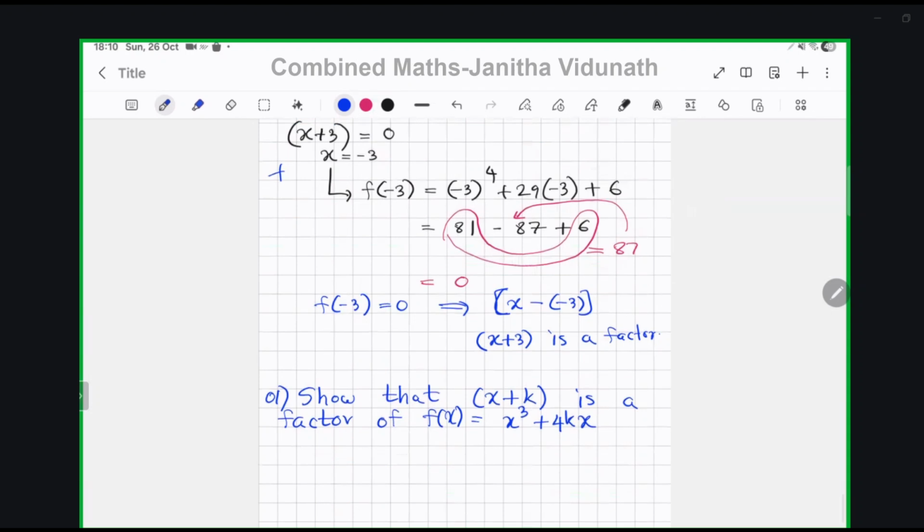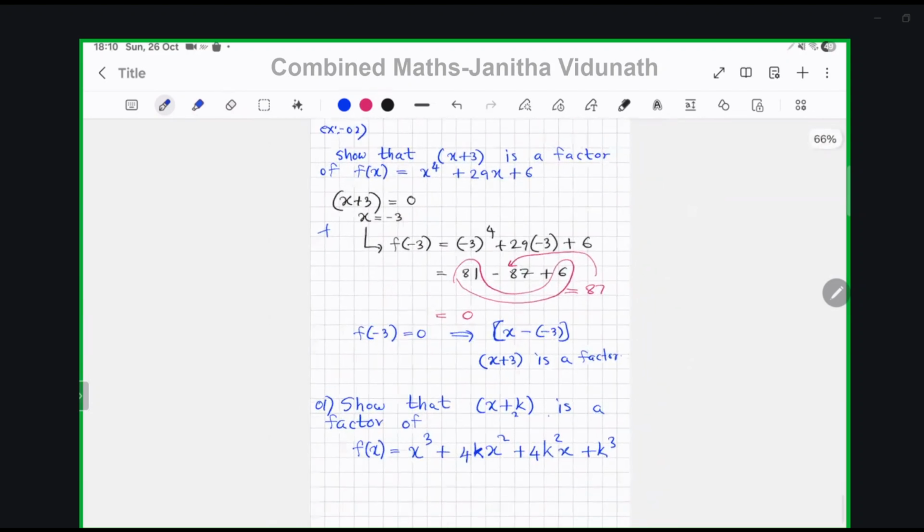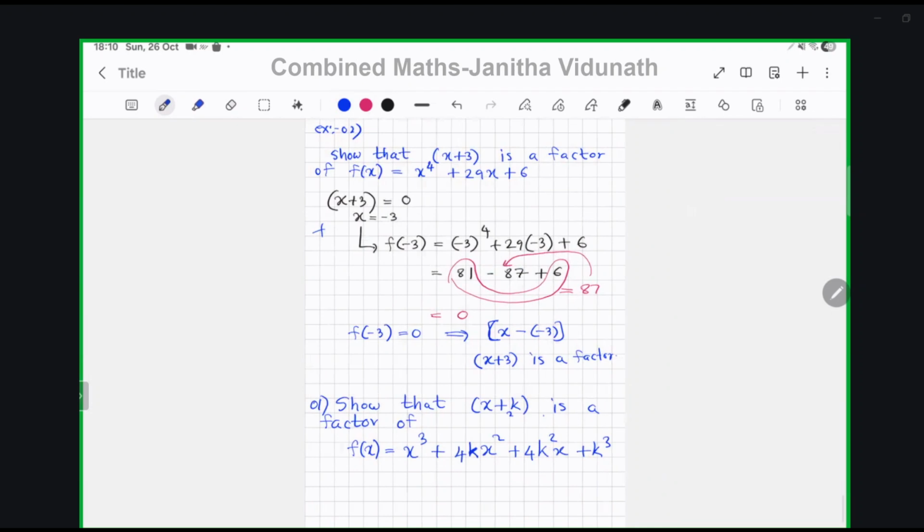So I write down this one. Show that x plus k is a factor of f(x) = x cube plus 4k x square plus 4k square x plus k cube. Okay. After writing example 2, write down this question and send me the answers via WhatsApp.